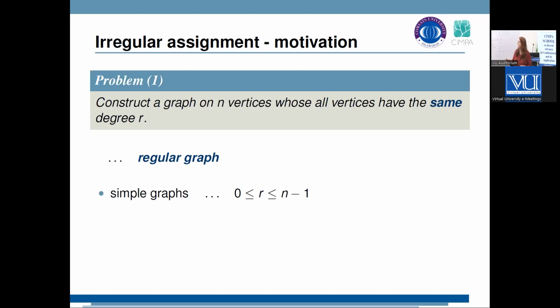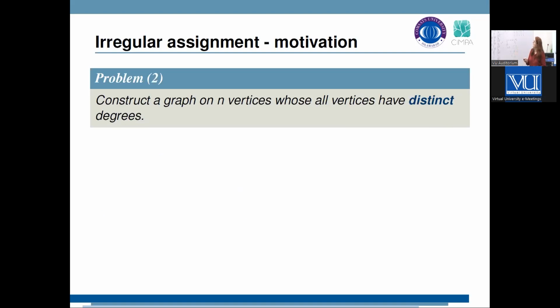So this is one condition that must be satisfied. And the second one is also very well known: if r, the degree of every vertex, is odd, then trivially it is known that the number of vertices must be even. Otherwise, to construct such a regular graph is not complicated. So this is the concept of regular graphs.